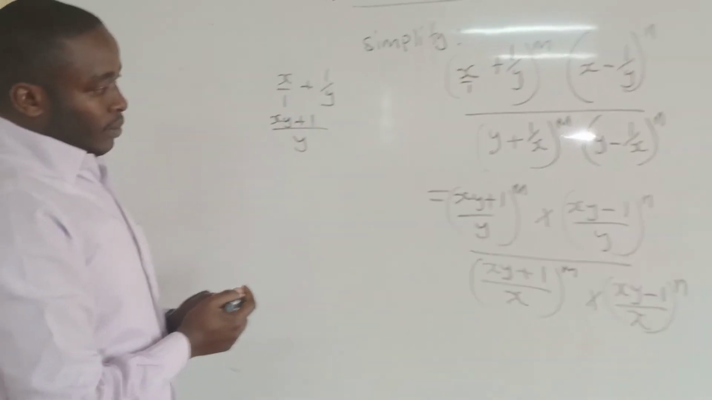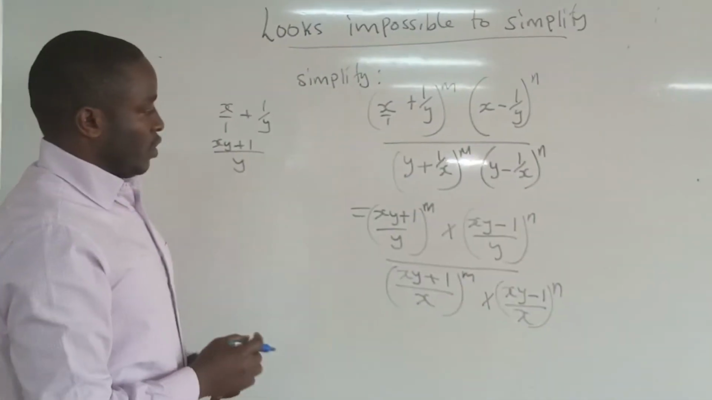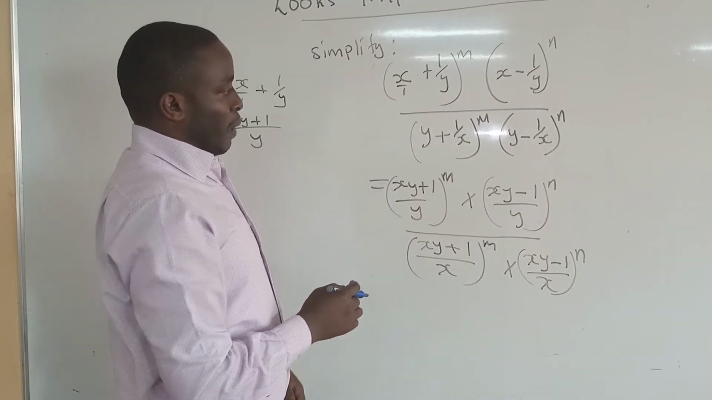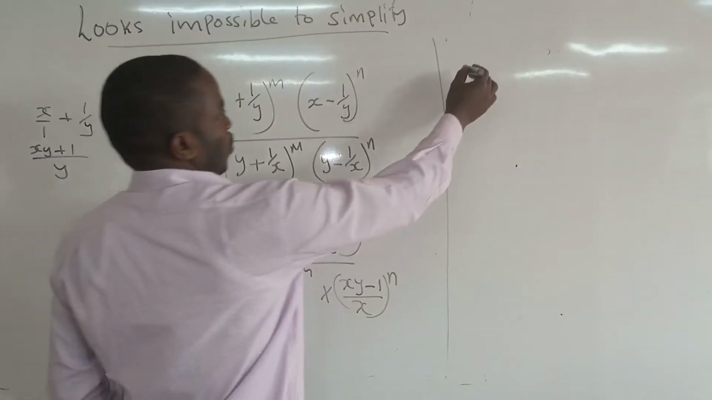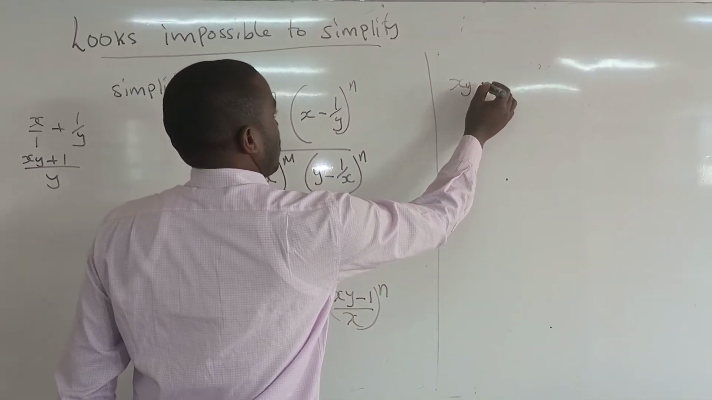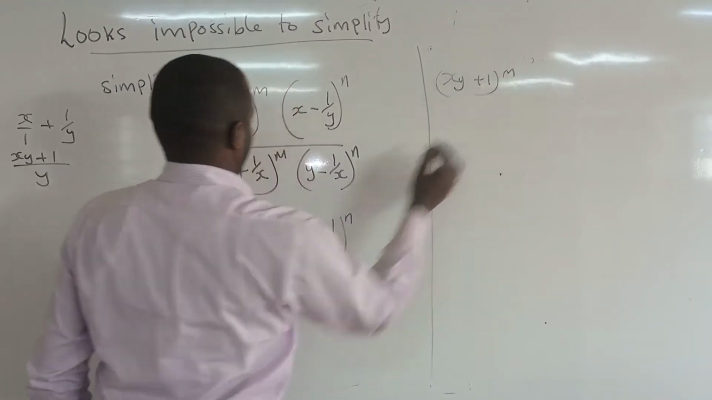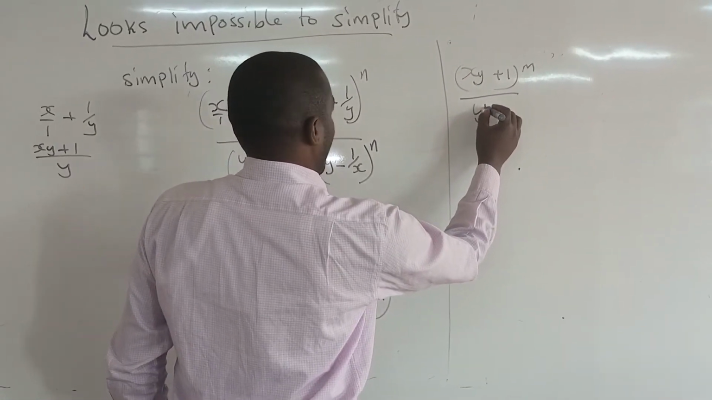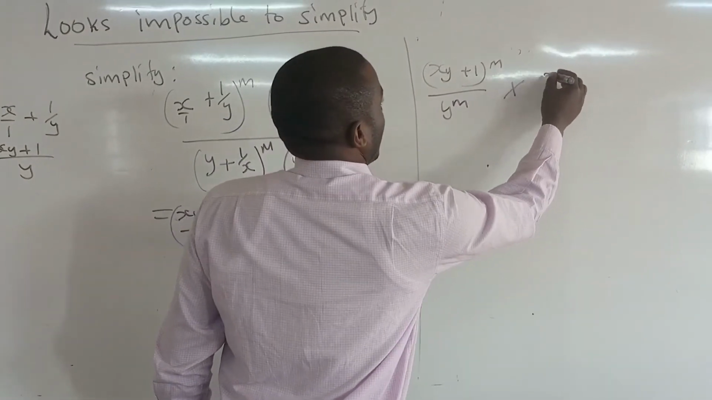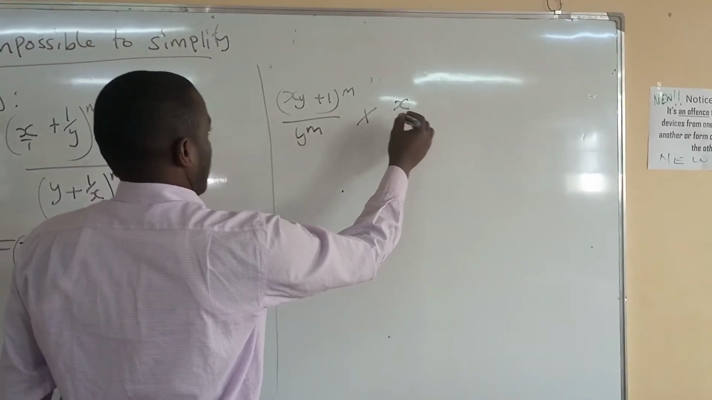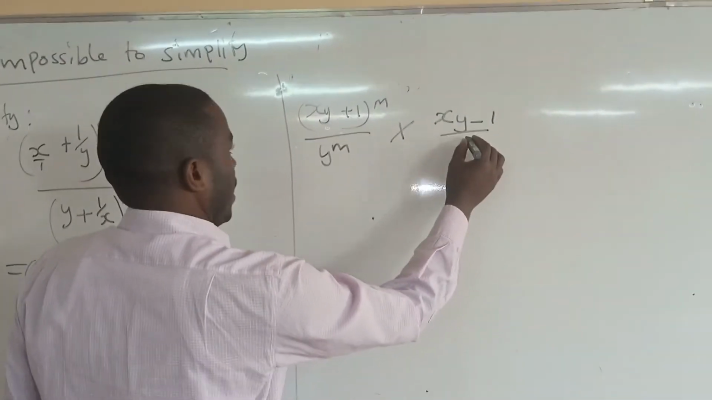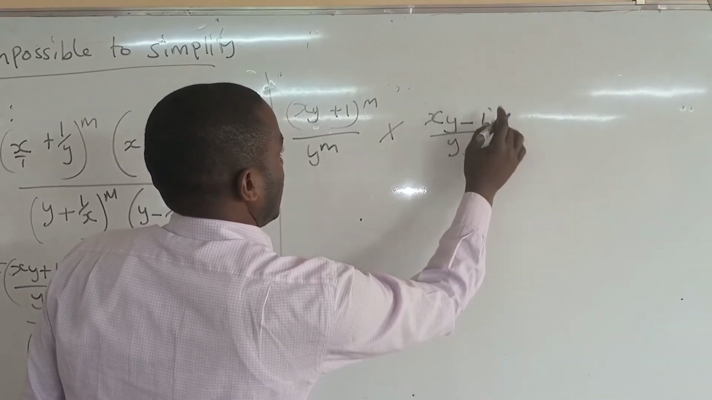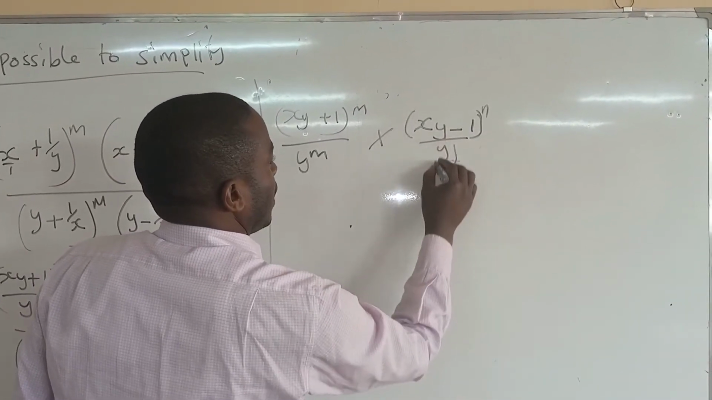Now from there, if you know the laws of indices, this is like I've taken the power outside, and therefore if I bring the power back, that means I can rearrange this to be xy plus 1, power m, all over y power m, then times xy minus 1 all over y, power of n, and this power of n.